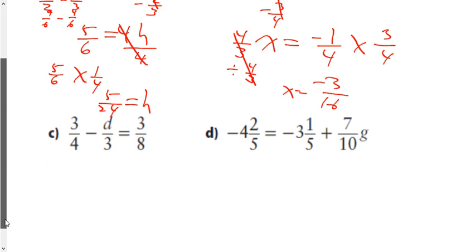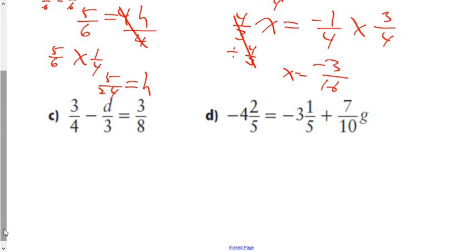Now for this question, I'm going to skip C. I'm going to go right to D. The first thing I'm going to do with D is I'm going to change it to negative 22 fifths is equal to negative 16 fifths plus 7/10 g. And I'm going to change it to what I told you before in the last one. I'm going to do so because I am going to try and multiply both sides by a common multiple.